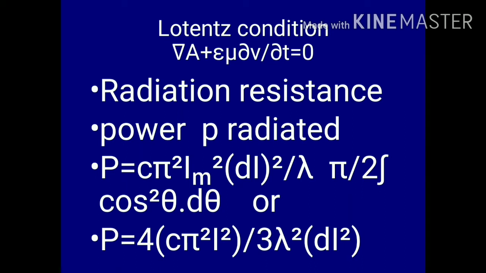Radiation resistance. Power P radiated: P equal to c pi square I m square dl square divided by lambda, pi divided by 2 times the integral of cos square theta into d theta, or P equal to 4 within brackets c pi square I square divided by 3 lambda square into dl square.